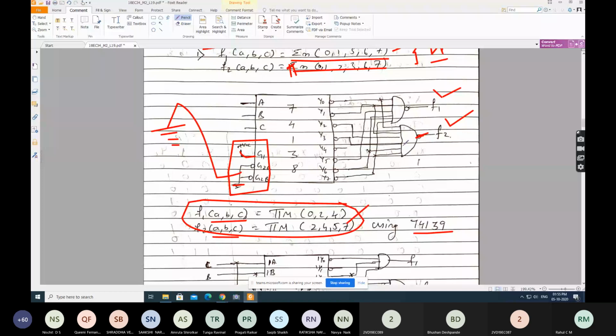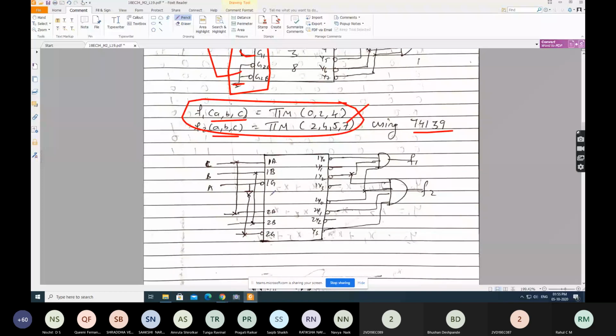Understanding this connection? A is the MSB. When A is 0, what will be selected, first IC or second IC? First one will be selected. When A is 1, the second one will be selected. That's why I'm using NOT. And the output I'm realizing using an OR gate. Understanding this, everyone? Carefully read what you have to realize using.